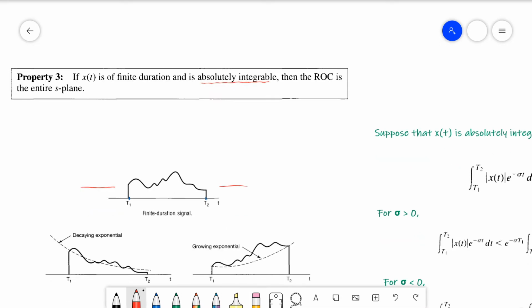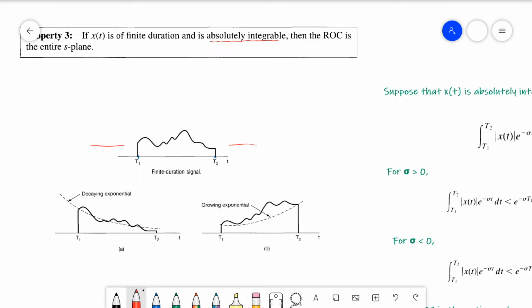To verify this property, let's suppose X of t is the signal, and we multiply e raised to the power minus sigma t with this signal. If sigma is positive, the exponential will be decaying and the product will be of this type. Similarly, if sigma is negative, then the exponential will be growing and the product will be of this type. So in both cases, we can see that if the original signal X of t is not diverging, then their product is also not diverging.